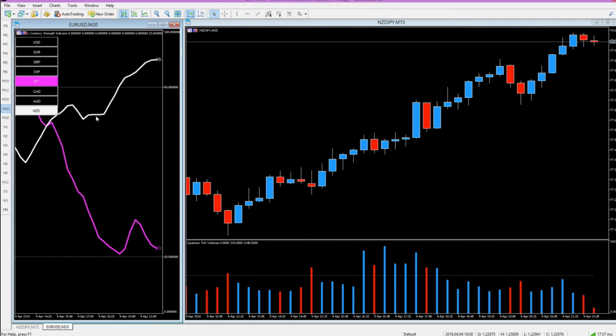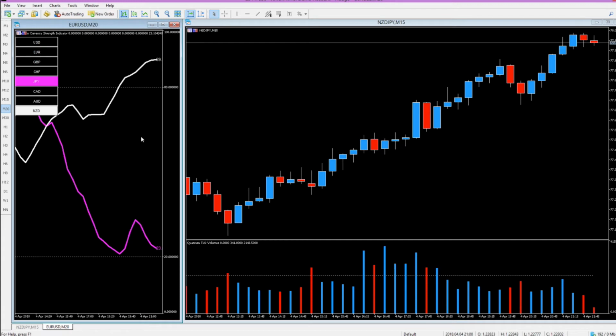And of course, when you've got a strong currency moving in one direction and a weak currency moving in the other, that is then reflected on the chart here with this very strong trend that we've seen on the New Zealand yen. And this has been going on for several hours. It's a wonderful trend, and it's a fantastic example of the power of the currency strength indicator to reveal these to you.